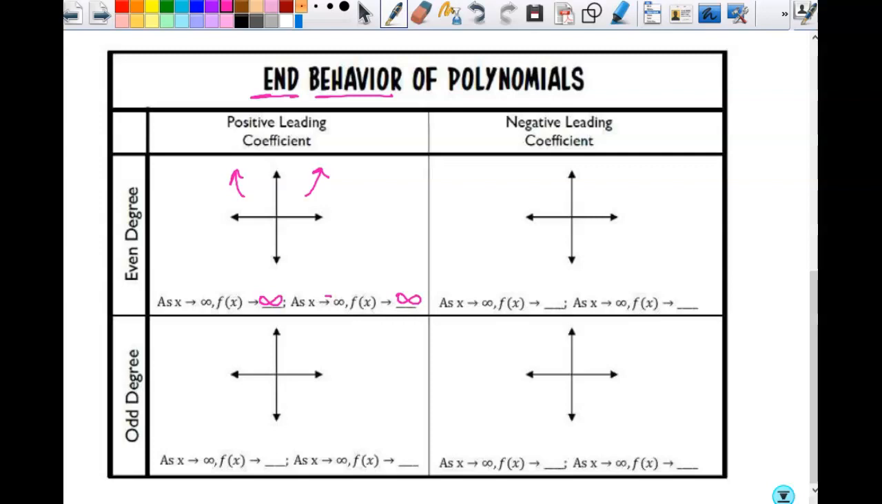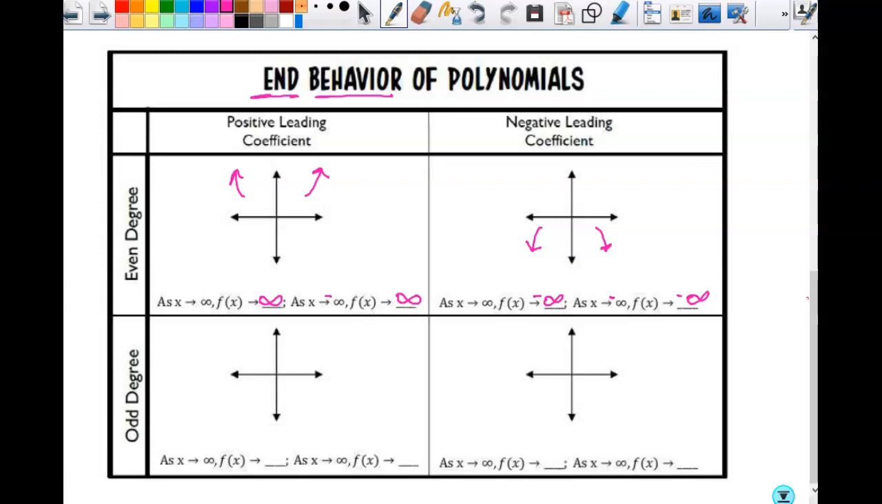So even degree negative leading coefficients, just like the quadratic was reflected in the x-axis, so it's going to be down, down. So anytime it's even, the end behavior, the two ends are the same. It's either up, up, or down, down. So as x approaches infinity, f of x approaches negative infinity, and as x approaches negative infinity, f of x approaches negative infinity. Okay. So then for odd degree, it has the end behavior of a cubic.